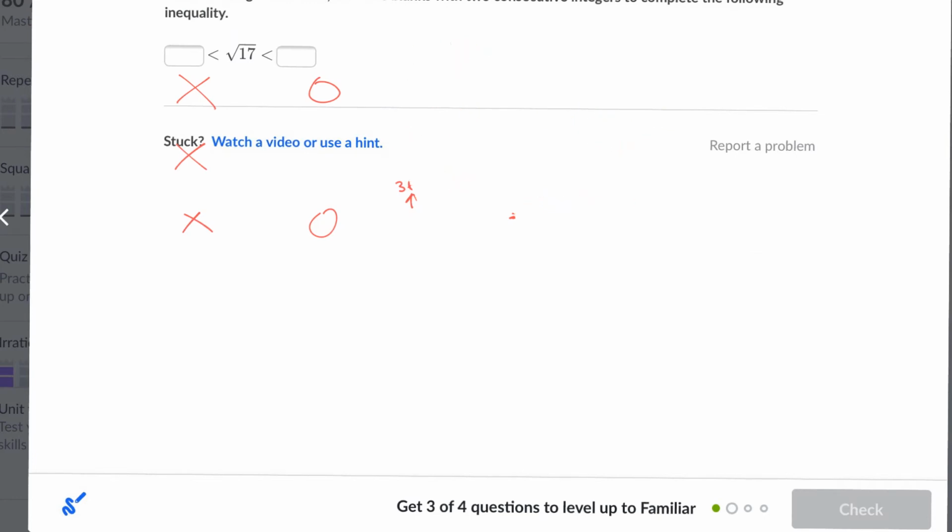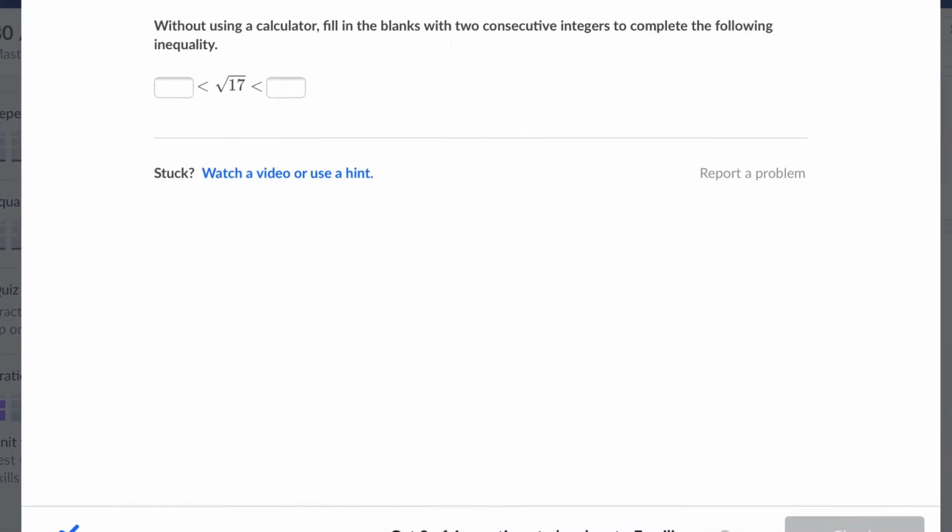Erase, and we have to figure out, well, this one's going to be a little bit easier, I think. Without using a calculator, fill in the blanks with two consecutive integers. Consecutive means next to each other. So 3 and 4 are consecutive integers. 11 and 12 are consecutive integers. We need to figure out the square root of 17. So 3 squared is 9 and 4 squared is 16, and we're looking for this number to be in between them, and it's not.